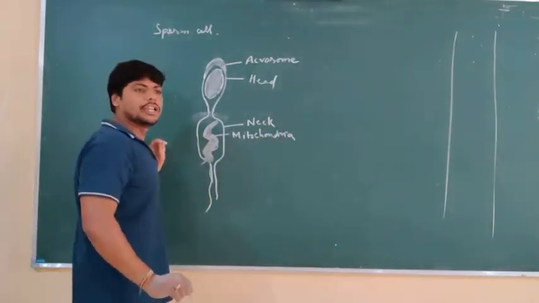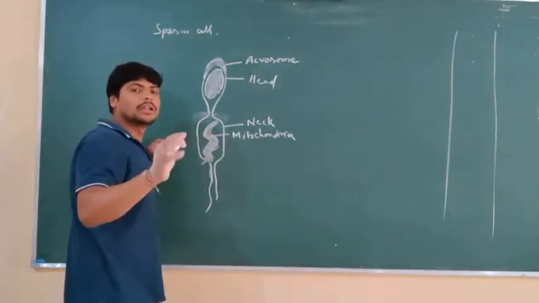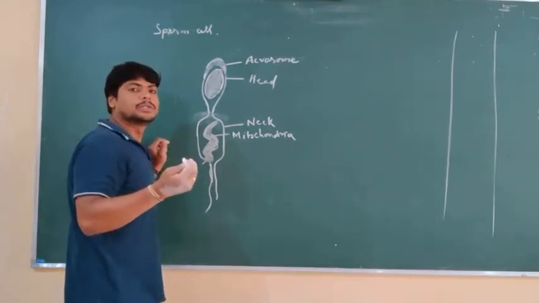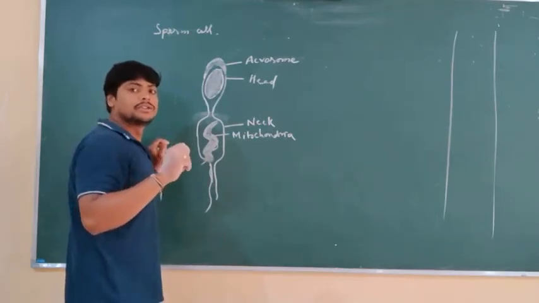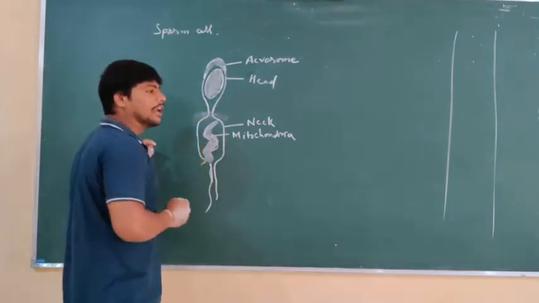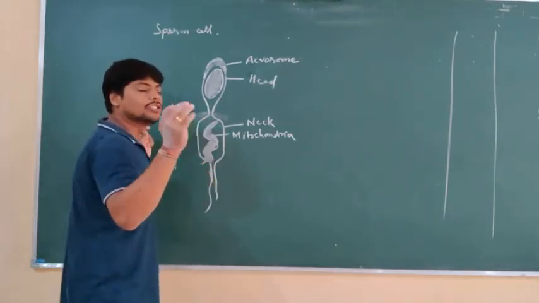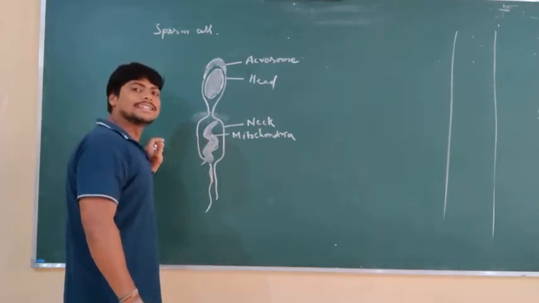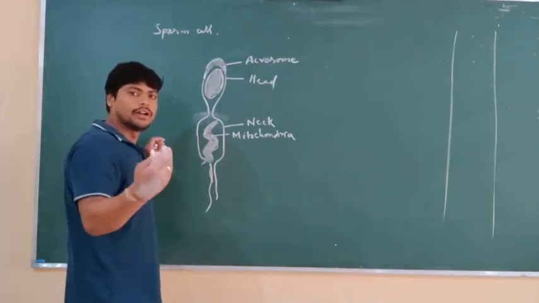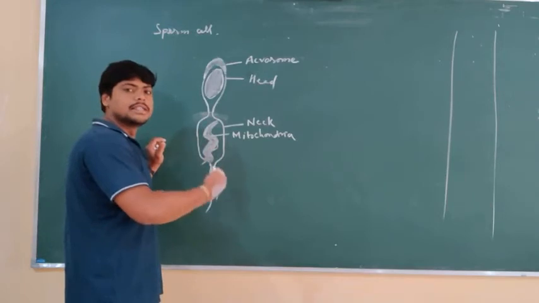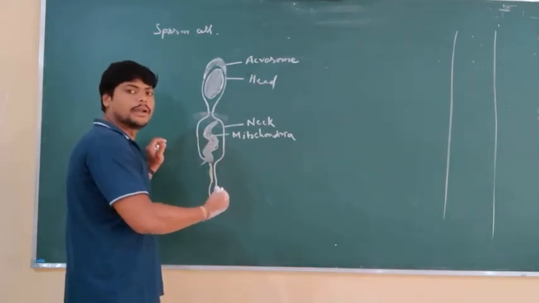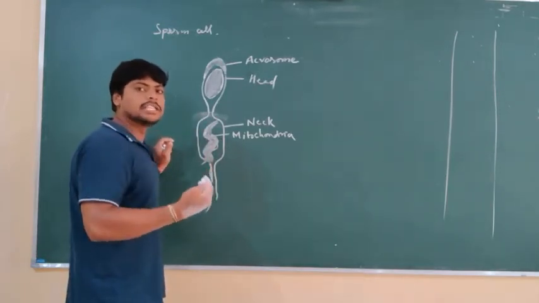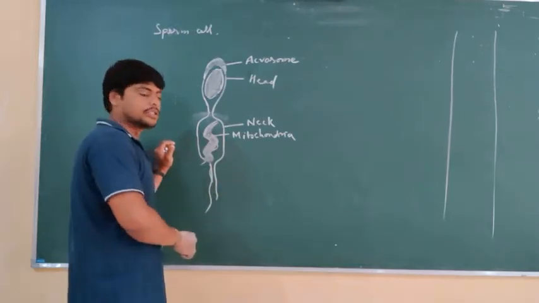which is essential for the production of energy, as we know the mitochondria is the powerhouse of the cell, as we have learned. The motility, the movement or locomotion of the sperm cell, requires energy. This energy is synthesized or produced by the mitochondria, which is present in the neck region.